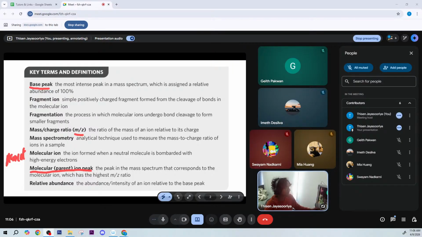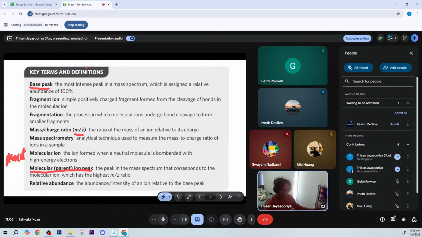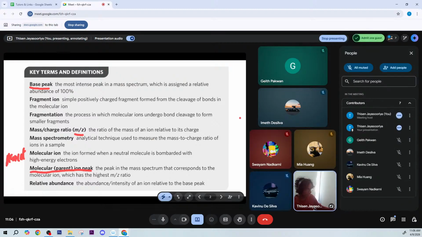Okay. So those are the two things I wanted to point out. Here, base peak is the most abundant ionic fragment, and we're going to discuss the idea of the ionic fragment as well. We also have the molecular peak, which is the highest peak that's present. So let me just start getting into this one.